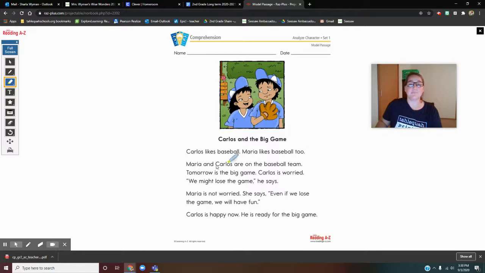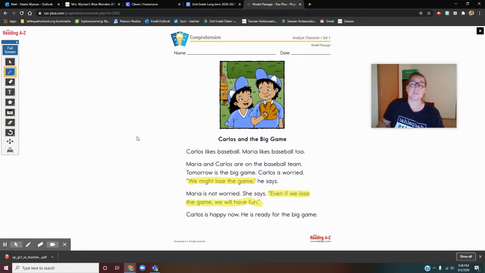Carlos and the Big Game. Carlos likes baseball. Maria likes baseball too. Maria and Carlos are on the baseball team. Tomorrow is the big game. Carlos is worried. "We might lose the game," he says. "Maria's not worried," she says. "Even if we lose the game, we will have fun." Carlos is happy now. He is ready for the big game.